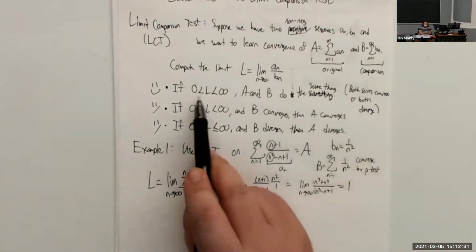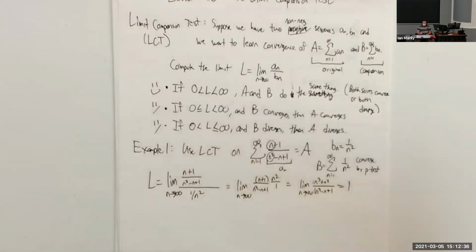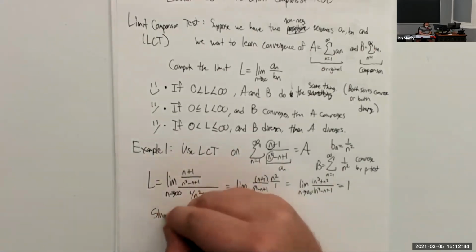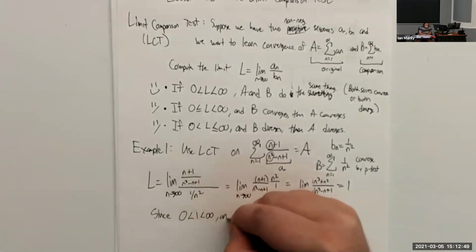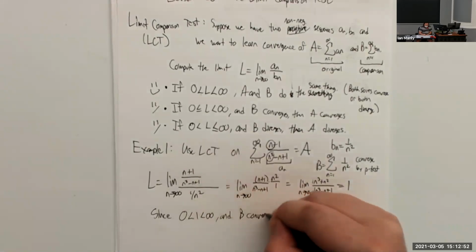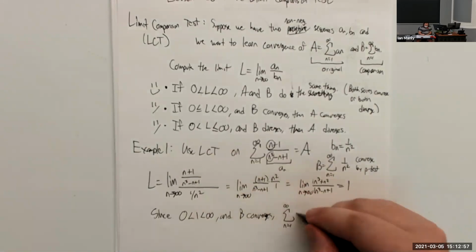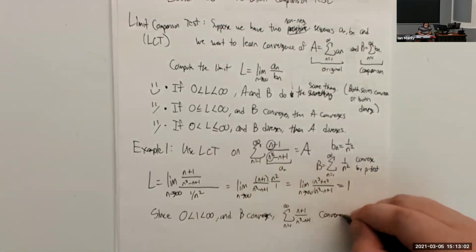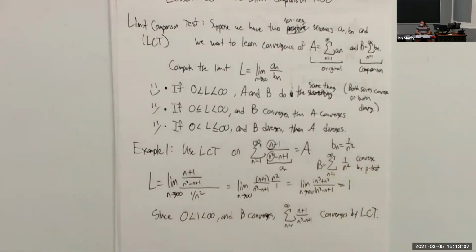So what does that mean? That means we're in between 0 and infinity, and we're in smiley face territory. So that means that A and B do the same thing. So since B converged, that means that A will converge as well. So since 0 is less than 1 is less than infinity, and B converges, then our original series converges too. Converges, and we would say by the LCT, or limit comparison test.